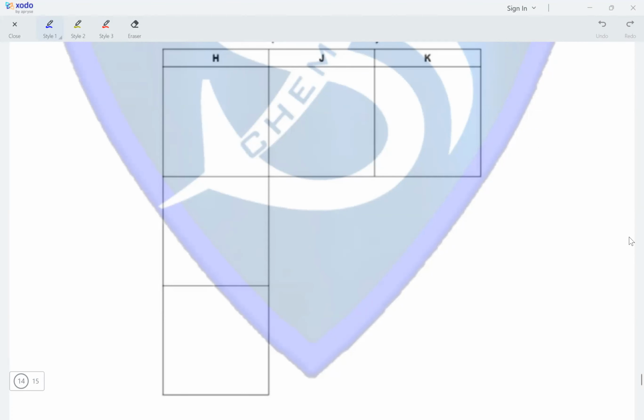So the structure of K is an aldehyde. So a four carbon aldehyde would be CH3, CH2, CH2, and CHO. So the molecular formula will be C4H8O. So this is correct. J is supposed to be a ketone. So CH3, CH2, C double bond O, single bond CH3. So C4H8O. This is also correct.